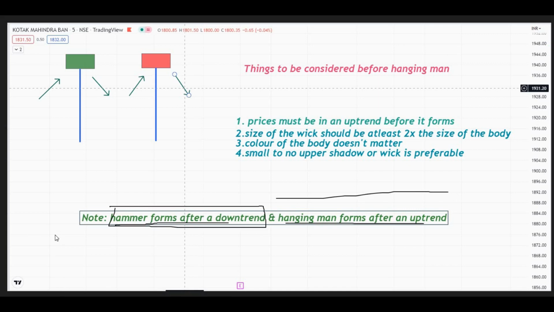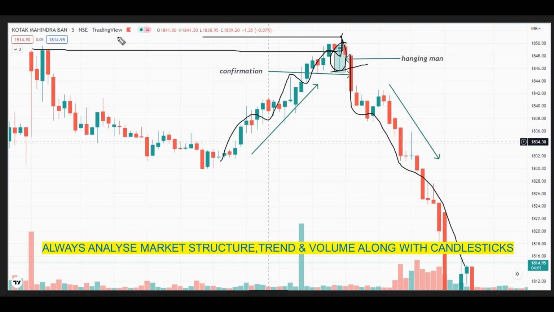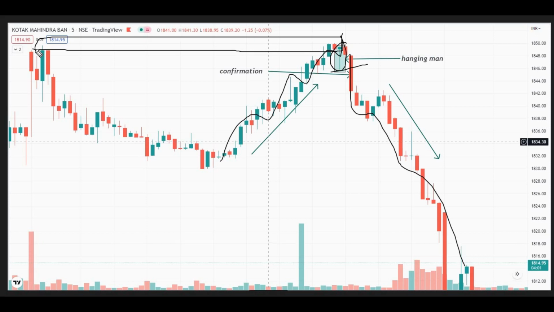So now let's look at some examples. See, proper uptrend, hanging man, confirmation, trend change. See the structural resistance zone also. So always remember, don't take trades just by analyzing candlestick chart patterns. You should always combine your candlestick analysis with market structure and trend behavior. Okay, and also volume.